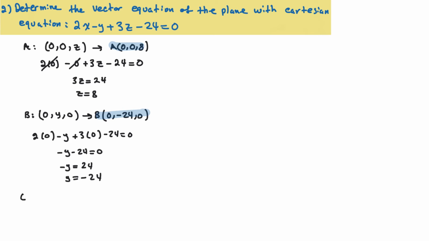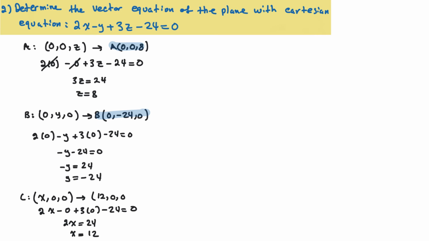For my point C, my third point, I am going to find my x value. So x, 0, 0. And I will have my equation as 2 times x minus y value, which is 0, plus 3 times my z value, which is 0, minus 24 is equal to 0. If I rearrange this, I get 2x is equal to 24. If I divide both sides by 2, I will get x is equal to 12, meaning that my point here is going to be 12, 0, 0.